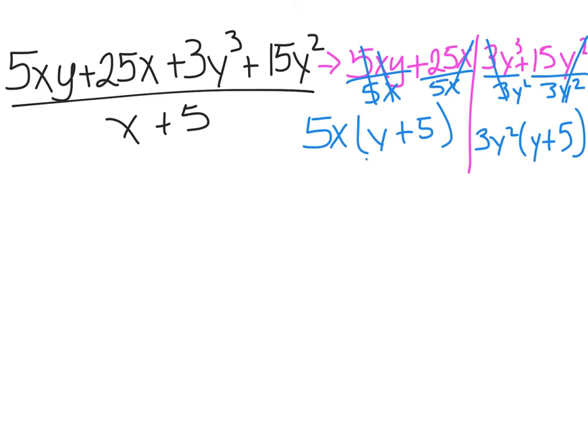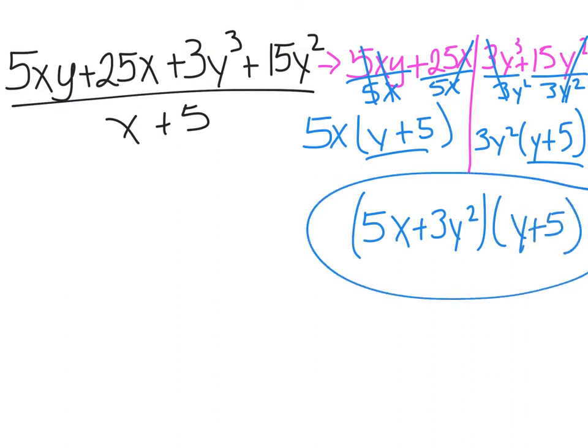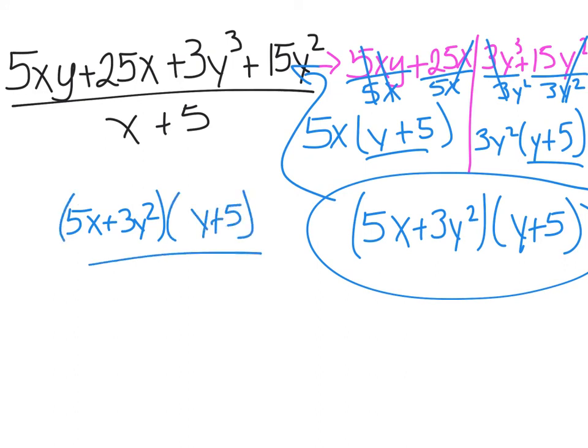Alright, so are my two parentheses the same? Yes. Rewrite it. 5x plus 3y squared. And then you have that y plus 5. Rewrite that in place of the polynomial in standard form. So 5x plus 3y squared. And then the other one is y plus 5 over x plus 5.